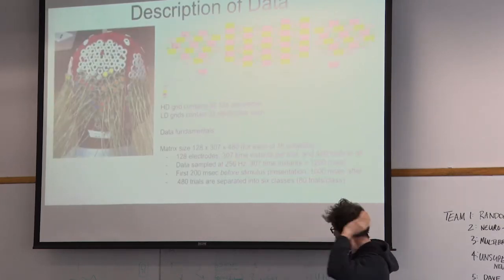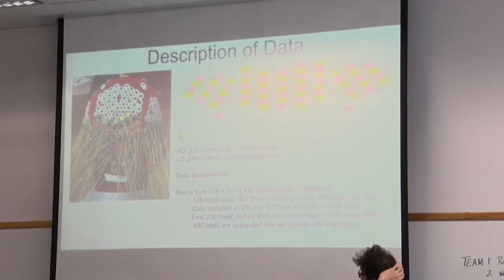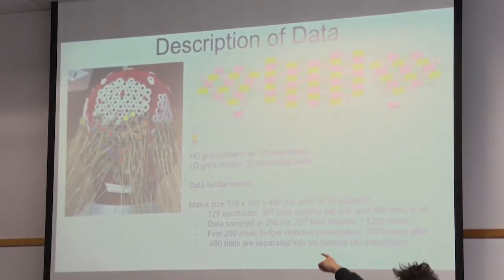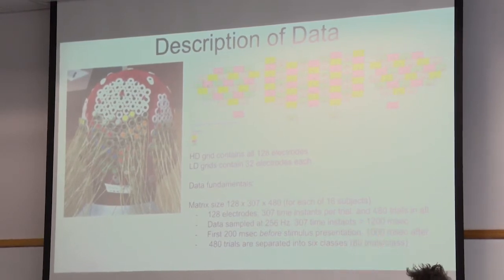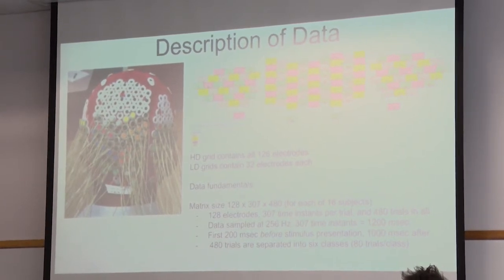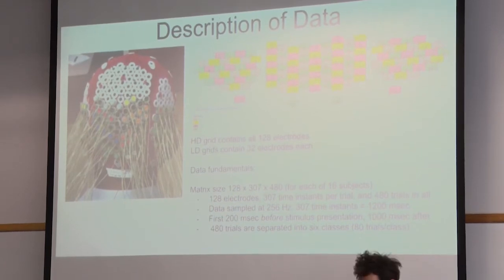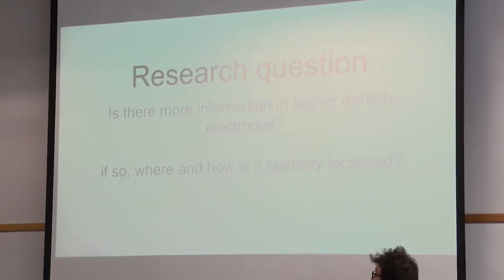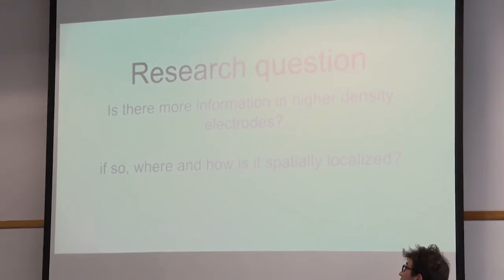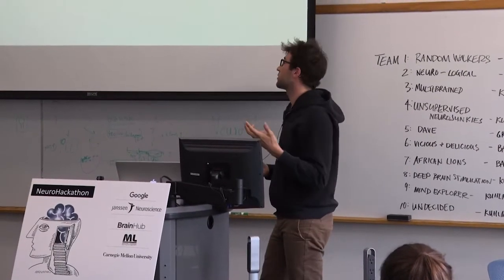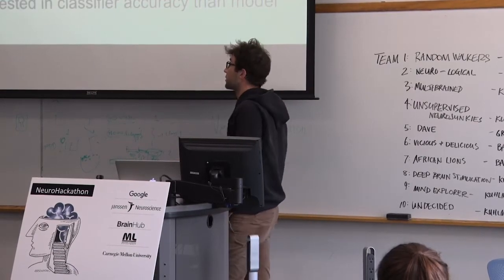The subjects have these EEG electrodes on them, and the electrical signal is recorded. They're oriented in this map up on top, and there's the high density grid, which has 128 electrodes, and a low density grid with 32 electrodes. These are the matrix sizes: basically, it's 128 by 307 by 480 for 16 subjects. We wanted to know, is there more information in the higher density electrodes? And if that's the case, how is this information distributed? Where is it spatially distributed, and so on?